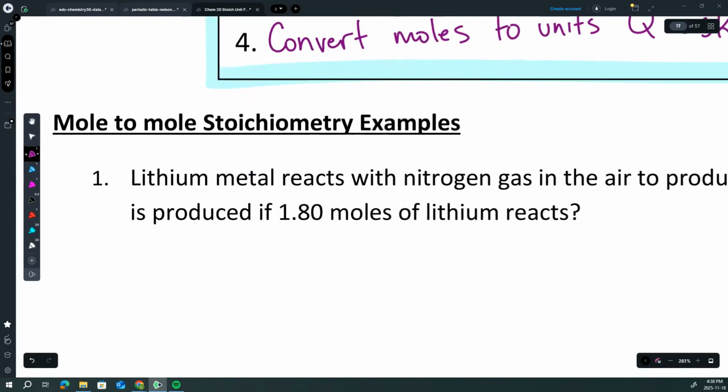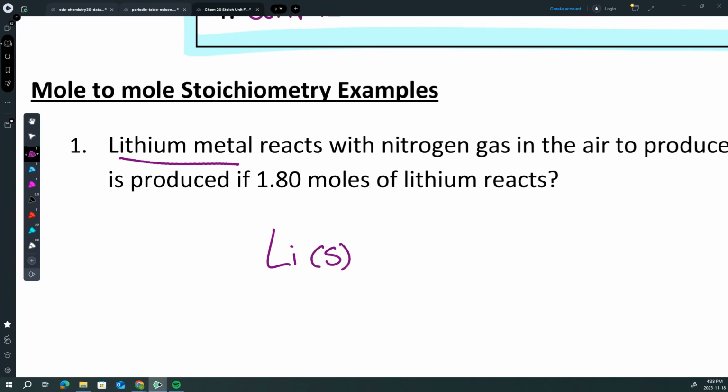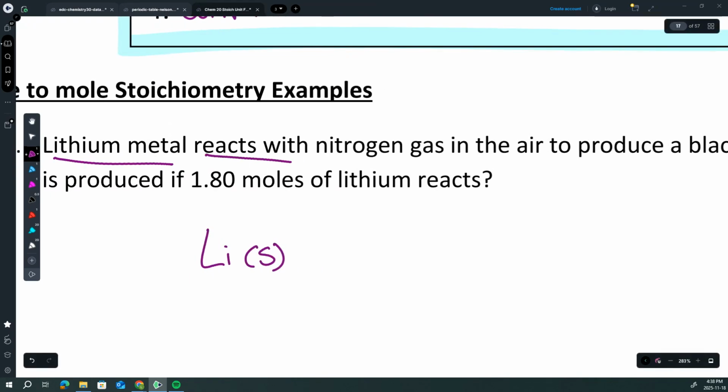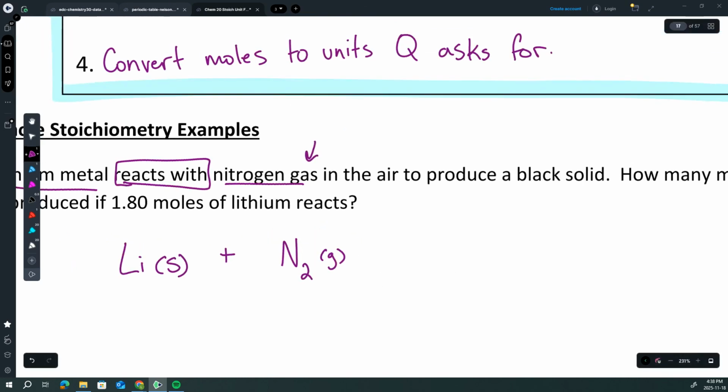With this first sentence here, it gives us an idea for how to start our balanced chemical equation. First we're starting off with lithium metal. Lithium, the symbol for it is Li. Since it's a metal, it's a solid, and it reacts with, so we're going to translate that into a plus sign, nitrogen gas. Nitrogen is part of the Hofbrinkel, so whenever it's by itself, there's always 2 of them, and since it says it's a gas, we're going to put it in the gas state.